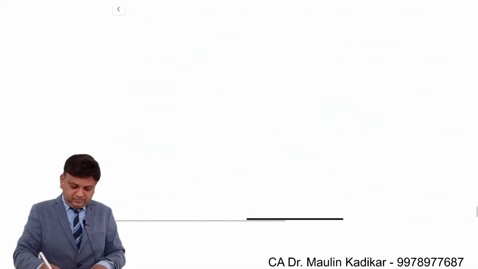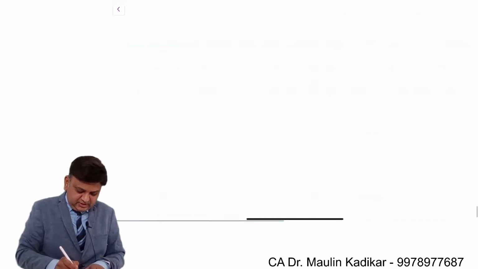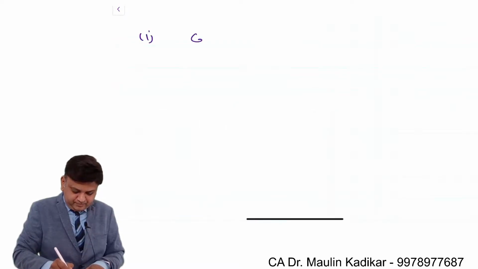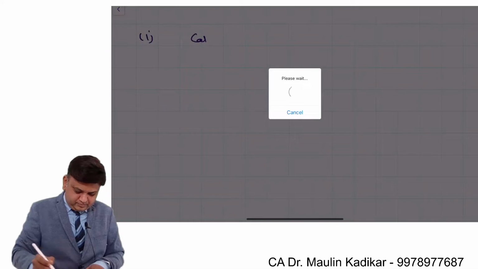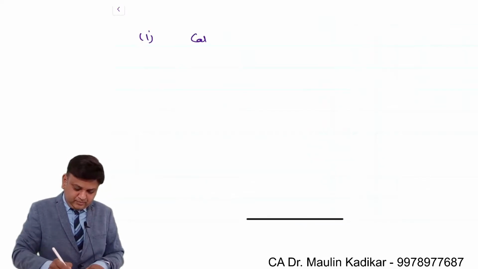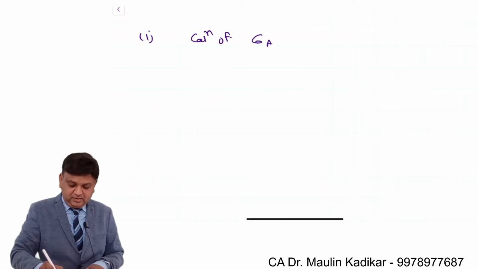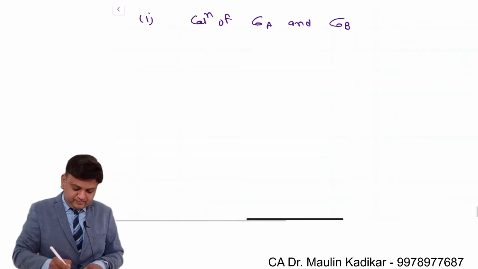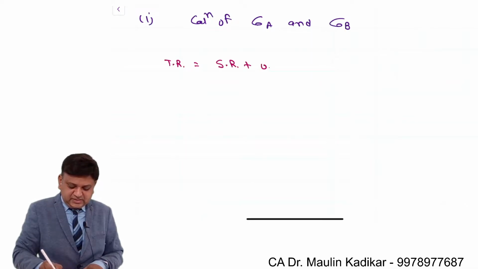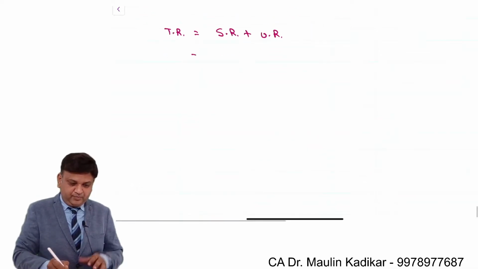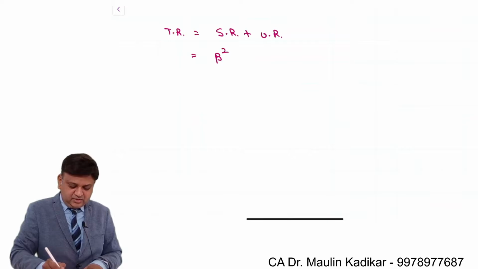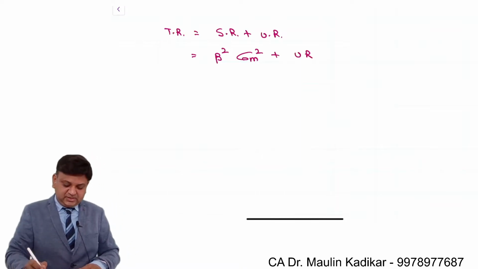So write down the answer of the question. Answer for the first part of the question: calculation of standard deviation of A and standard deviation of B. Let us see how to calculate the same. Total risk is equal to systematic risk plus unsystematic risk. What is systematic risk? It is beta square into sigma m square plus unsystematic risk.